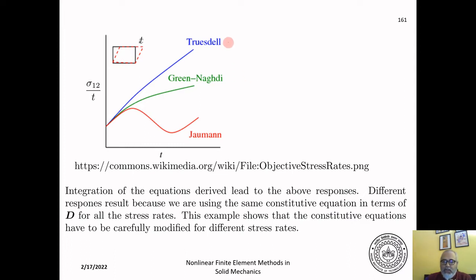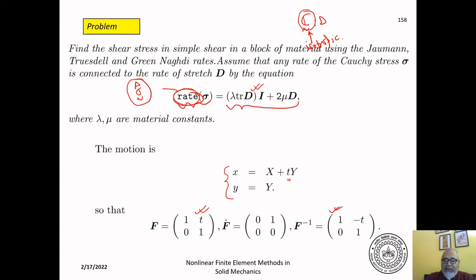This is of course not correct, not a physical situation, and this leads us to the fact that this is happening because we are not modifying the right hand side properly based on the rate that we have chosen. So the right hand side has to be different. The constitutive equation has to be different for different rates. So we can use any objective rate and D on the right hand side, but we have to modify the constitutive equation every time to accommodate the rate that we want to use. That's the message that this problem gives you.